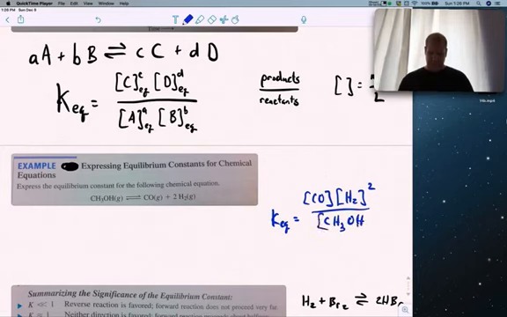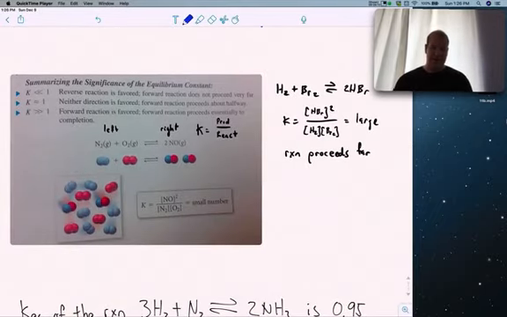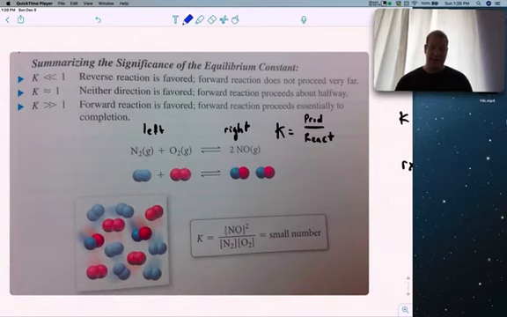CH3OH. Like that. Pretty easy to write. So let's talk about this. Let's talk about the size of K. K is the products over the reactants raised to their stoichiometric ratios.